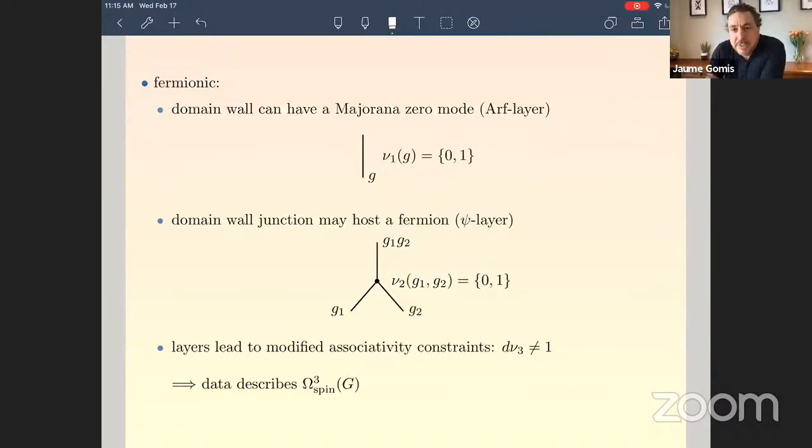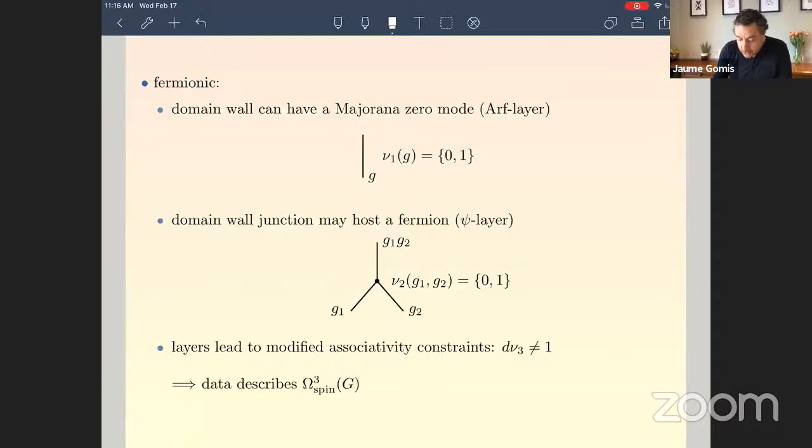Now, the domain wall junction also has this intersection point, and there you could have a fermion or not. So it's labeled by this cocycle, nu2. And this could be thought of as the endpoint of the psi layer in 0+1 dimensions. Now, because you have these funny phases and fermions, when you do the associativity relations, like the pentagon identities, they're modified by this data.